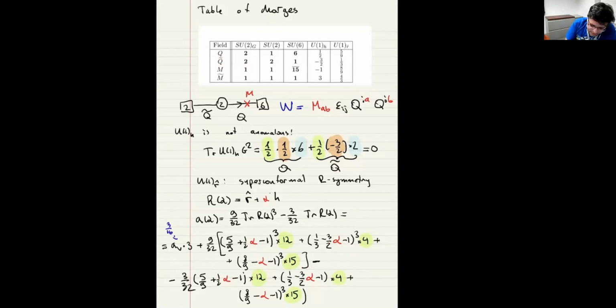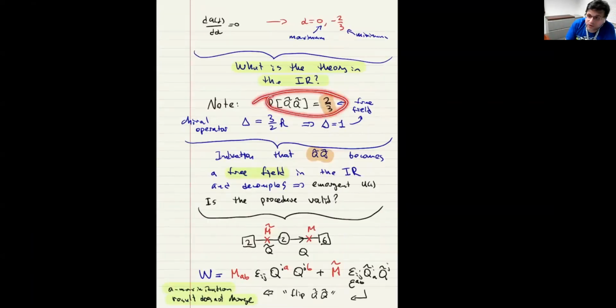However, if we build a gauge invariant out of this field, basically Q tilde squared, then we get an operator which has R charge 2/3. An operator which has R charge 2/3 means that it is a free field. A chiral operator with R charge 2/3 basically means that this is a free field. So what we obtain here is that the theory flows to an infrared fixed point, which might consist of some strongly coupled interacting piece, but also contains a free field.